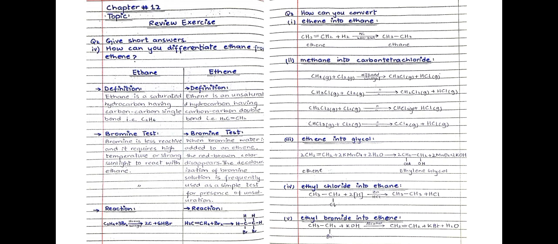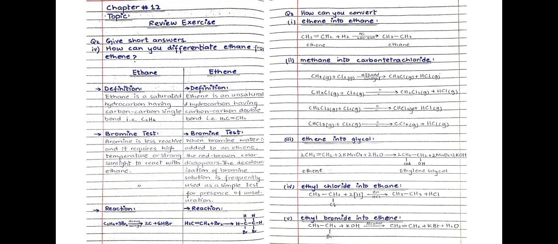Now come to the fourth point, ethyl chloride into ethane. This is the preparation of an alkane. When ethyl chloride reacts with nascent hydrogen in the presence of zinc and HCl, we get ethane plus HCl.